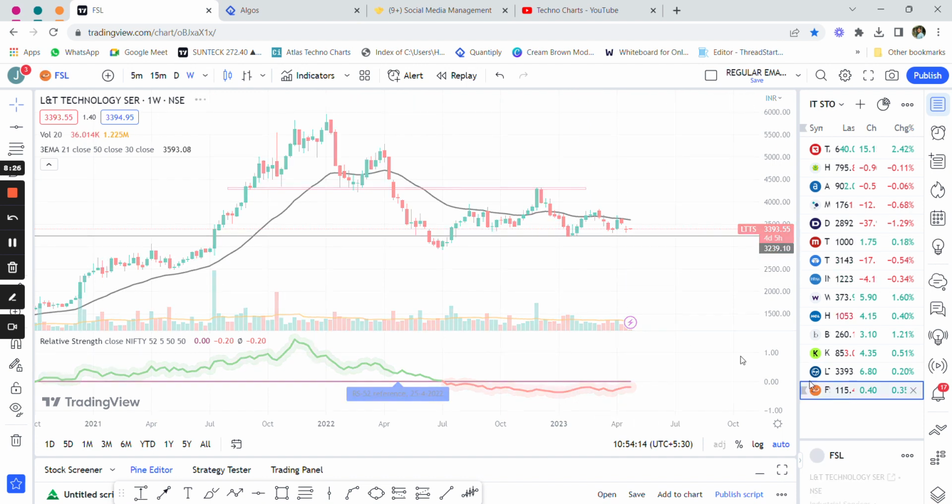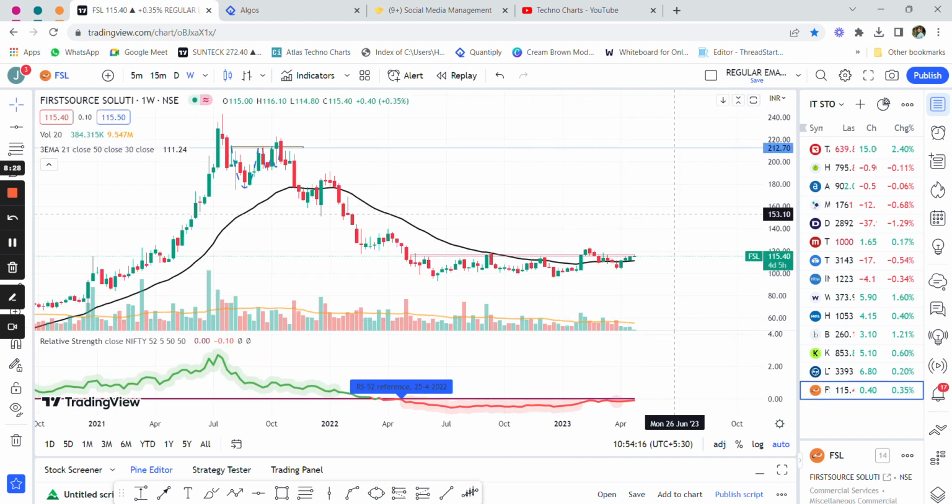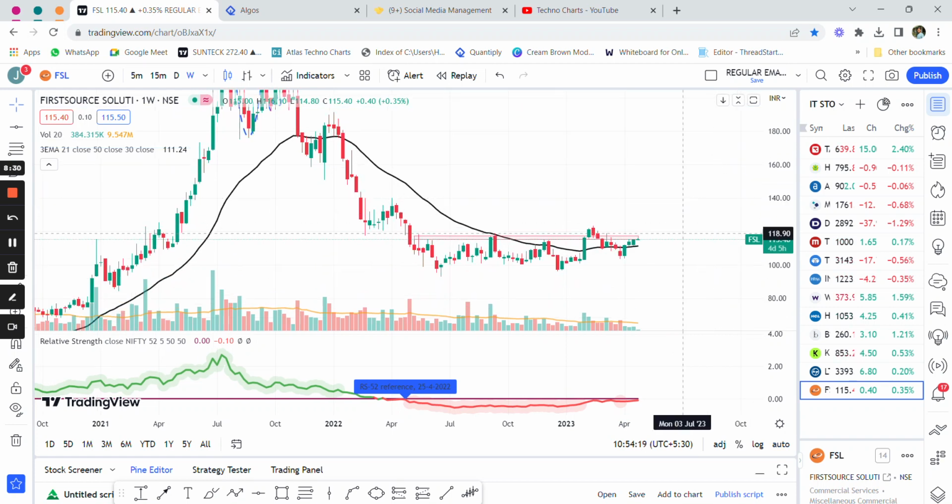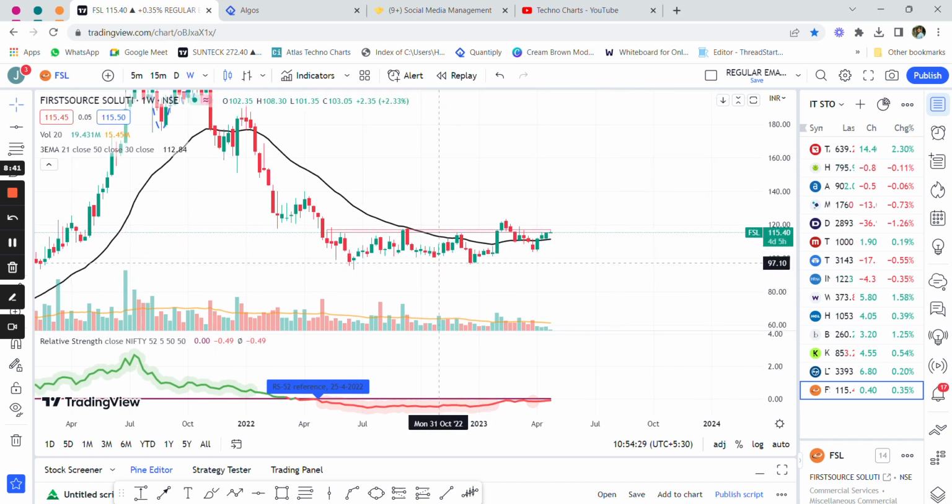The last stock that I'm going to talk about is FSL. FSL is at a very important resistance. The trend is changing here. If the stock closes above 123 rupees, it could lead to a new rally here. But this sideways phase could stay for a very long period of time. You need to wait for the stock to form an accumulation of around 2 to 3 years. Then only the sellers have dried out and the buyers can take charge.